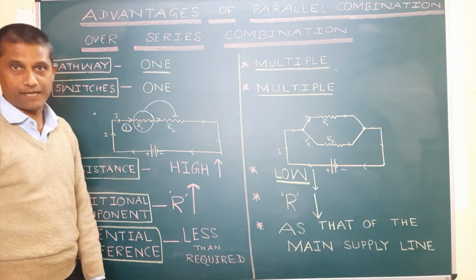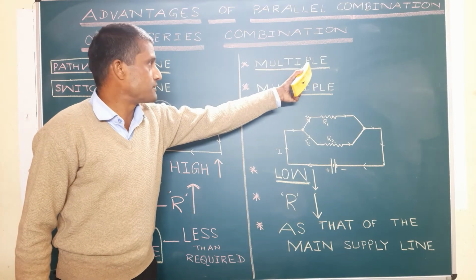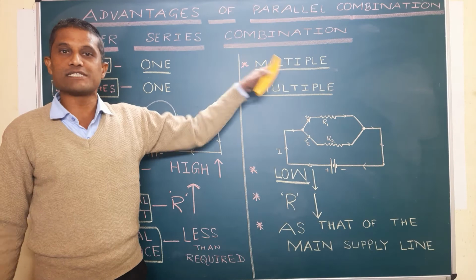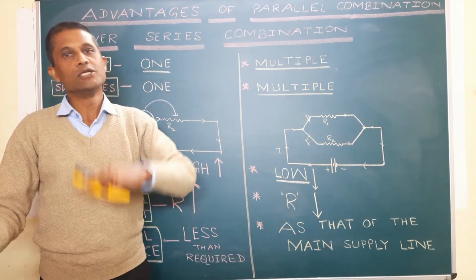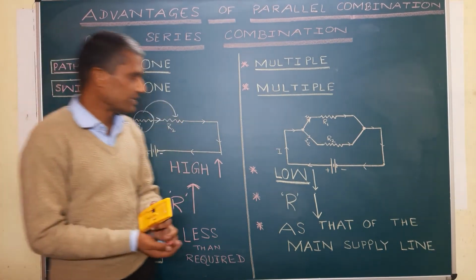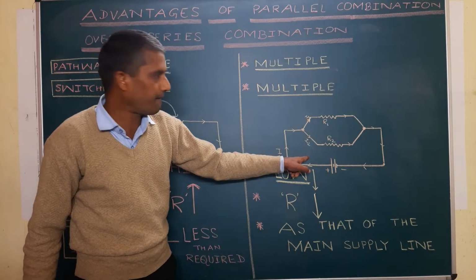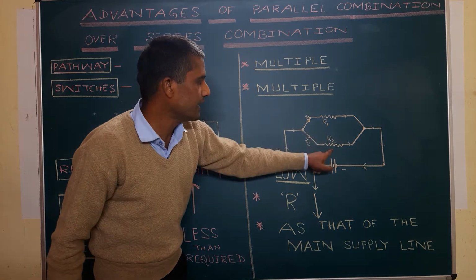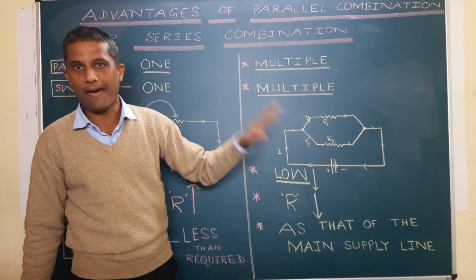So that's the first thing. The parallel combination has got multiple pathways. The number of pathways is equal to the number of resistors. However many resistors you have taken, that number will tell you the number of pathways. As is crystal clear from this circuit diagram, we have taken two bulbs or two resistors here. One is R1, another one is R2, and these both resistors are connected in parallel combination.